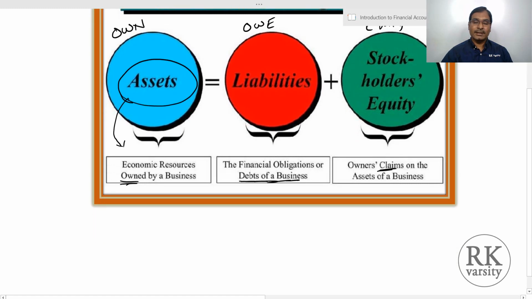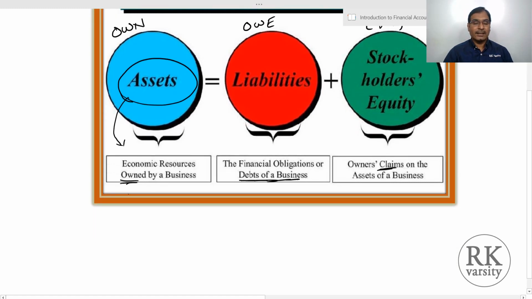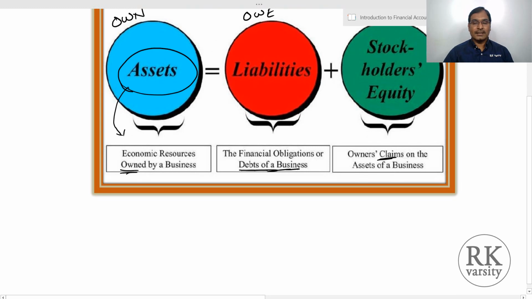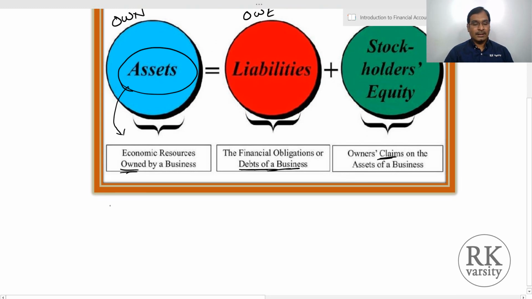Assets are economic resources owned by the business. These assets may be anything like property, plant, machinery, copyrights, buildings, etc. All these are resources which the business uses to generate revenue.